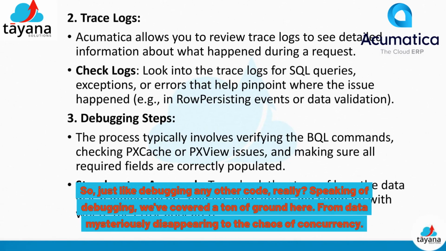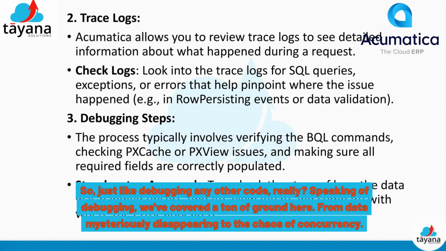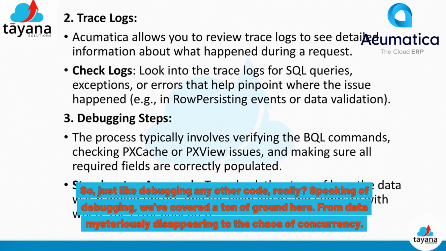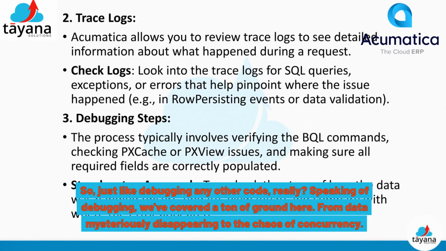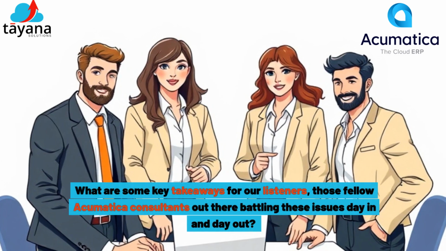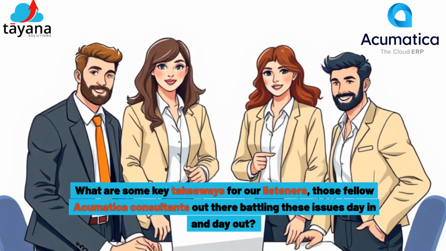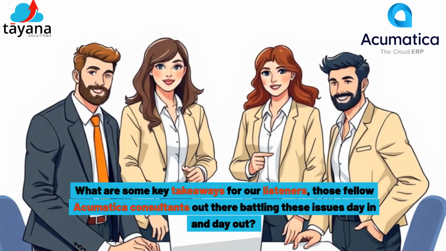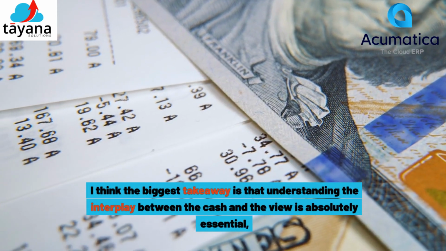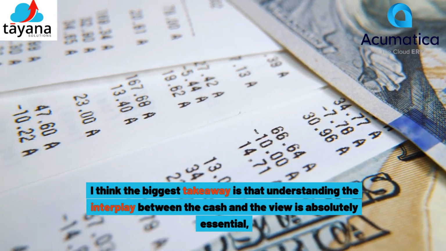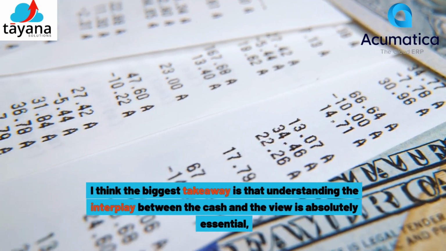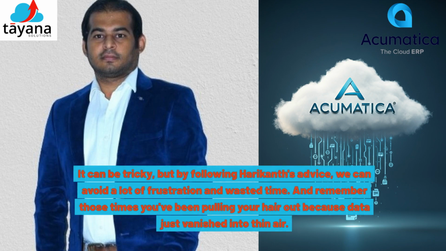Yeah. Speaking of debugging, we've covered a ton of ground here. We have. From data mysteriously disappearing to the chaos of concurrency. What are some key takeaways for our listeners, those fellow Acumatica consultants out there battling these issues day in and day out? I think the biggest takeaway is that understanding the interplay between the cache and the view is absolutely essential. It can be tricky, but by following Harikanth's advice, we can avoid a lot of frustration and wasted time.